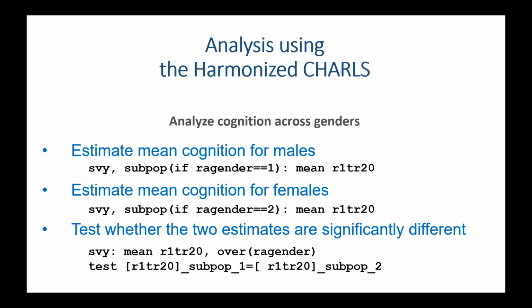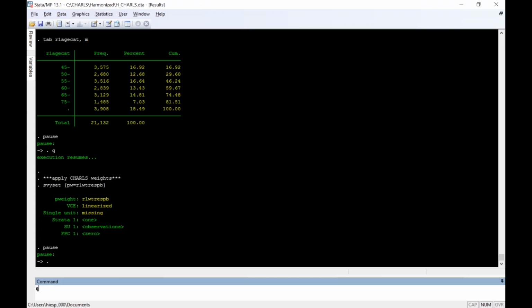The first thing we're going to do is estimate mean cognition for males, using this command: svy, subpop, and we define our subpopulation as if our gender variable is equal to 1. If you weren't sure about the codes of the RA gender variable, this would be a great place to go back to the harmonized codebook and look at how we define different values there. Then we get a mean estimate for our summary episodic memory measure, mean R1TR20. The svy at the beginning recalls to Stata all of the weighting or complex sampling design that we set at the previous step, svyset. You'll notice we don't have to specify which weight we're using because it's recalling what we've already told it. So let's jump into our Stata window and type Q.